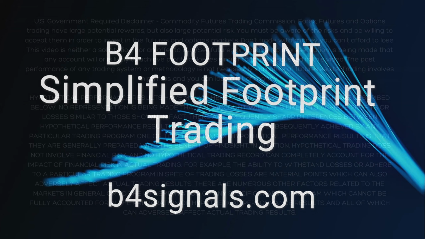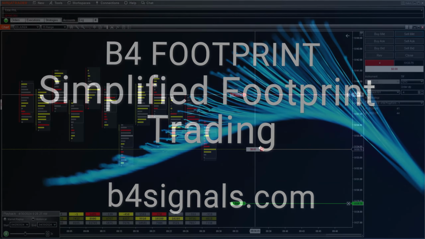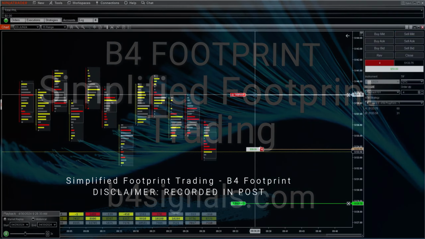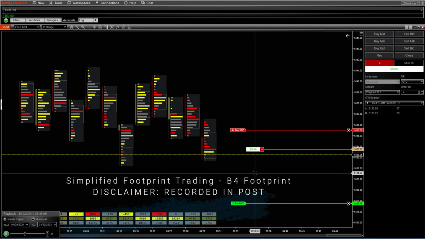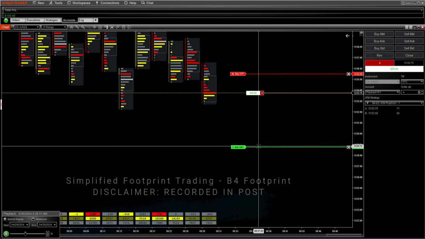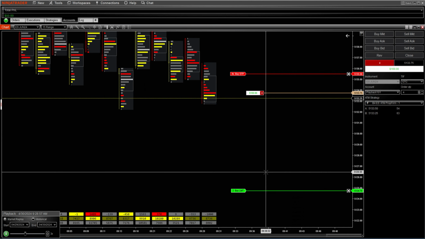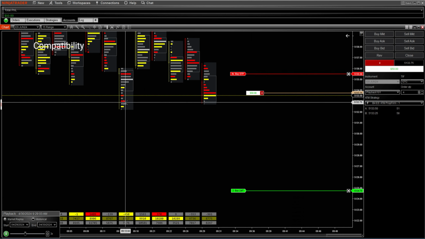Today we're going to be taking a look at our B4 footprint. We're going to show you some trades of ES, how we use that. It's a very simplified version of footprint charts that makes everything easier and less complicated.